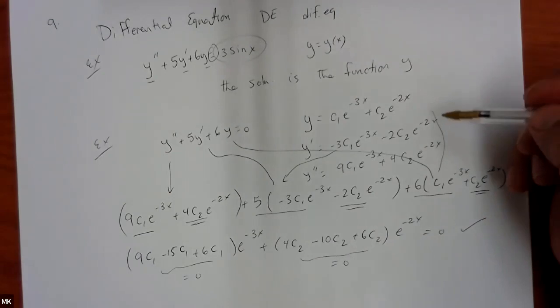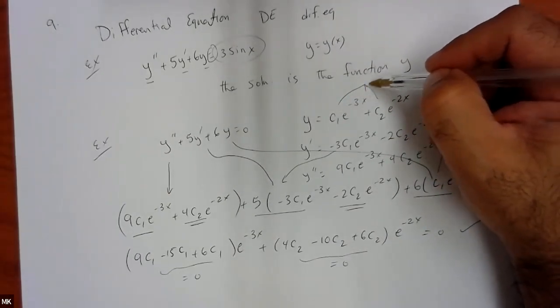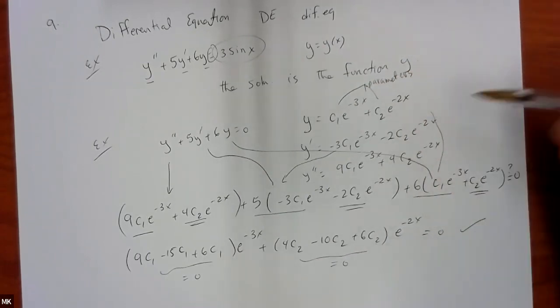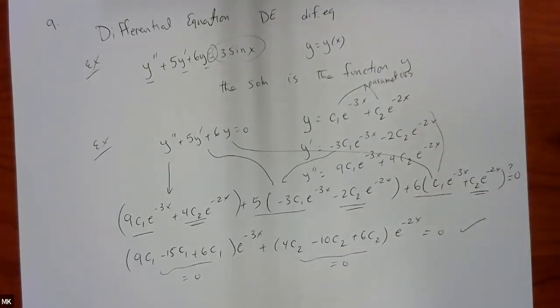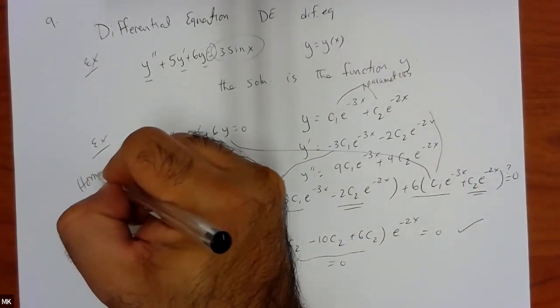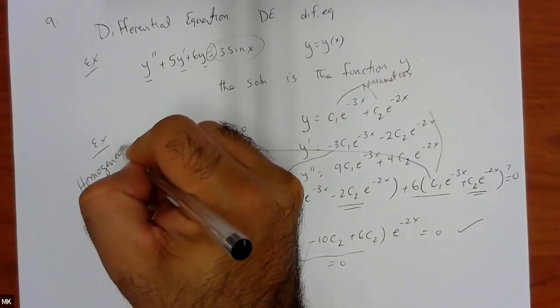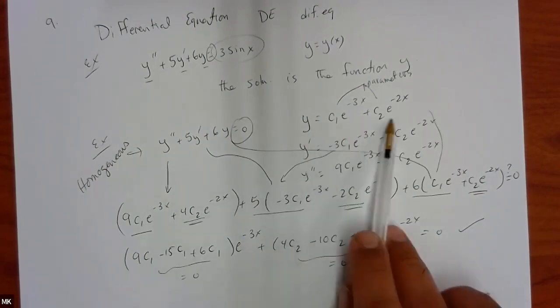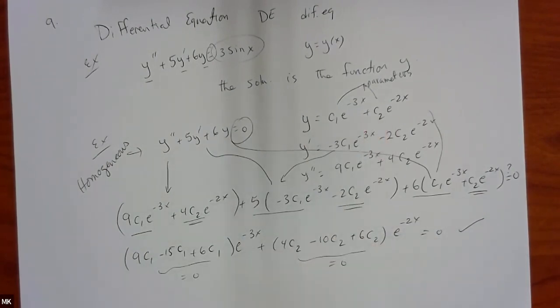Now these two, c1 and c2, are called the parameters. So it's a two-parameter family of solutions. This differential equation is called homogeneous because it's 0 on the other side. There is no term that doesn't have y, y prime, or y double prime in it. So it's called homogeneous. The solution, y equal to this, is a family of solutions.